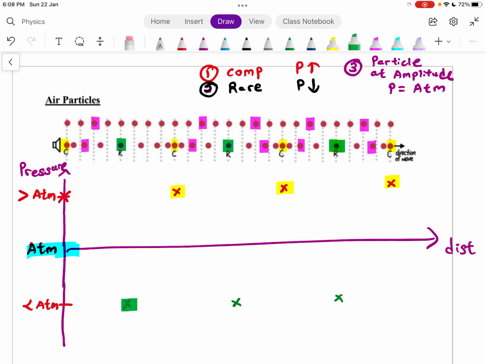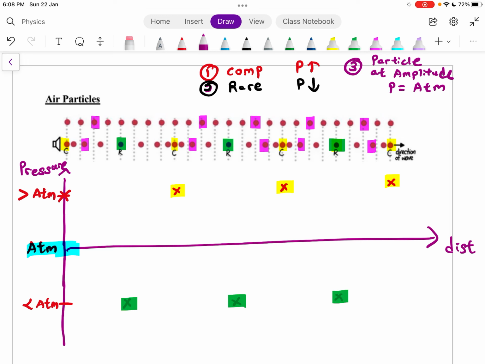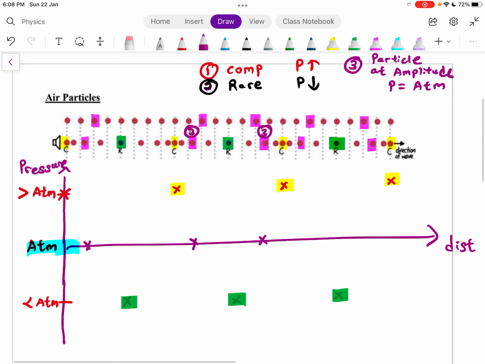After that, green, rarefaction. Okay, after that, we will need to label the pressure of the particle at the amplitude. So this one is just at the atmospheric pressure, or what we call the equilibrium pressure. So just label right here. So this will be here. Right. After that, the second particle will also be here, right? After that, third particle will be here. Then after that, fourth particle will be here. And last, the fifth particle will be right here.